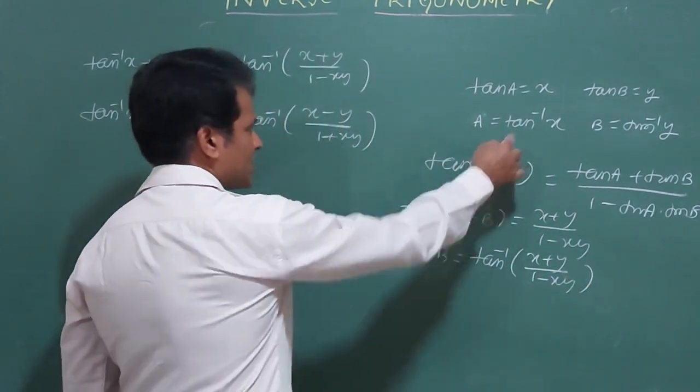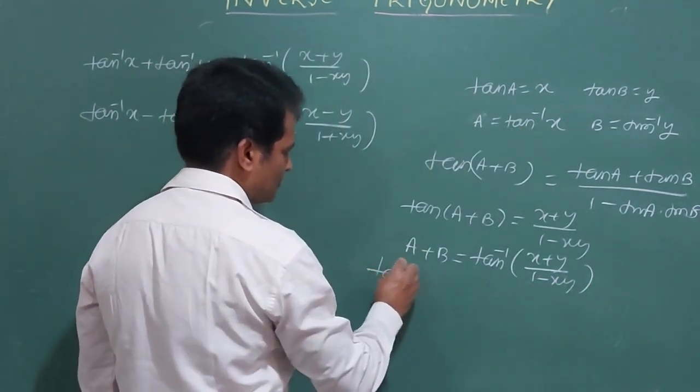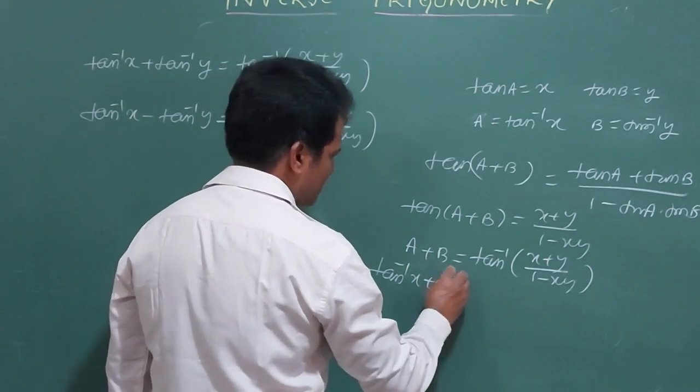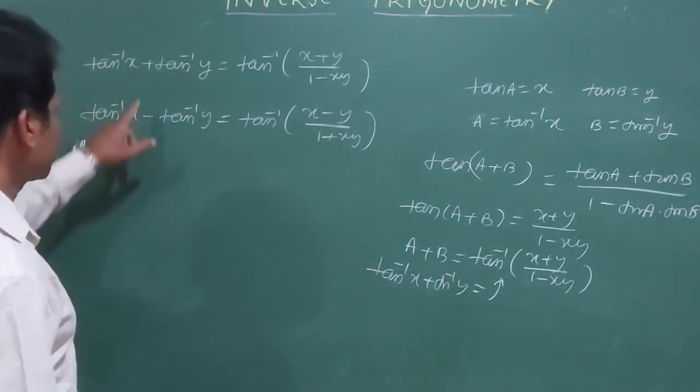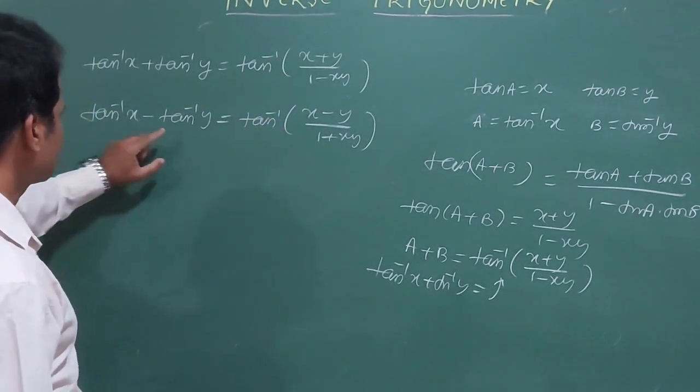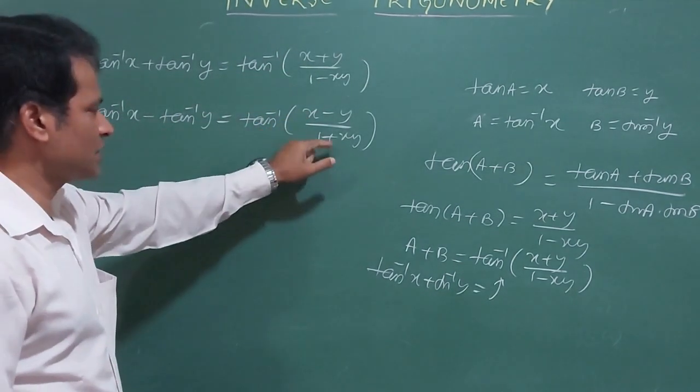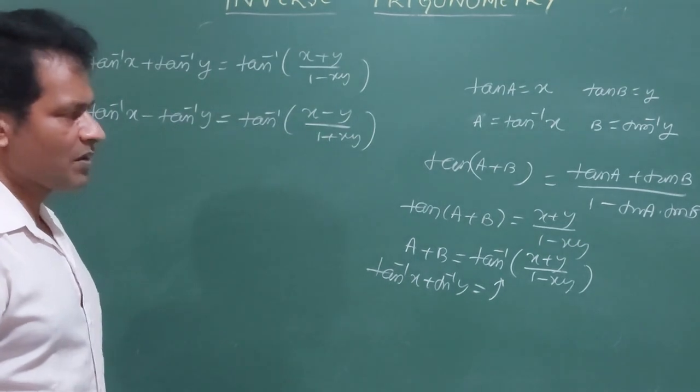Replace the values. A is tan inverse x plus tan inverse y. That's all. Well, this is plus, this is plus, this is minus. And this is minus, this is minus, this one becomes plus. Right?